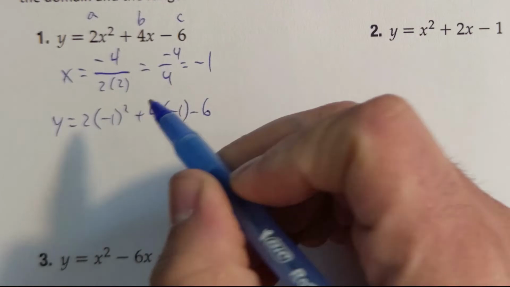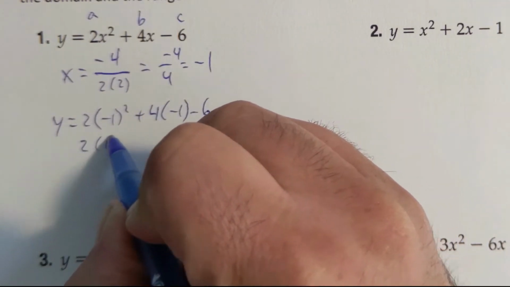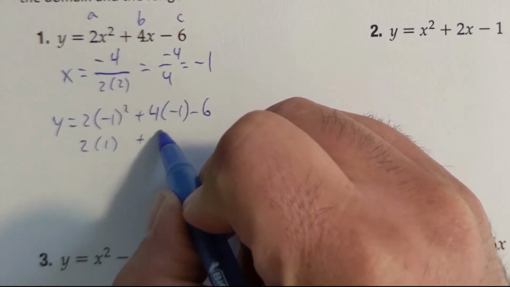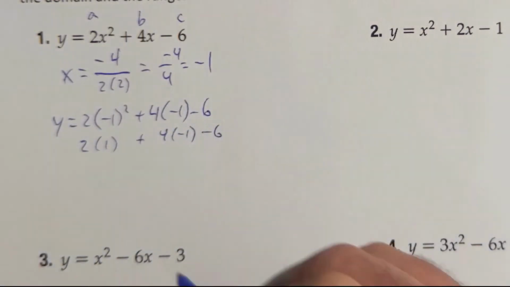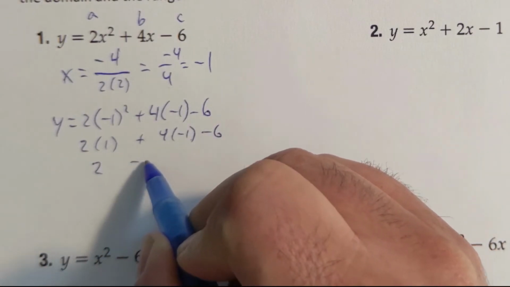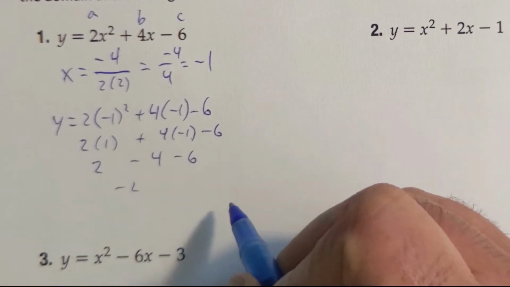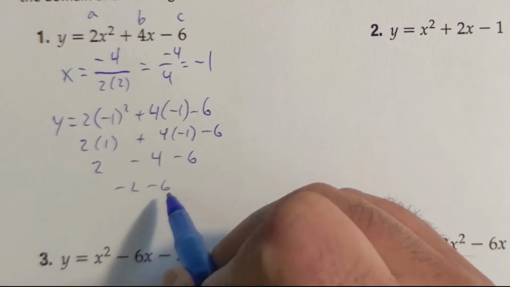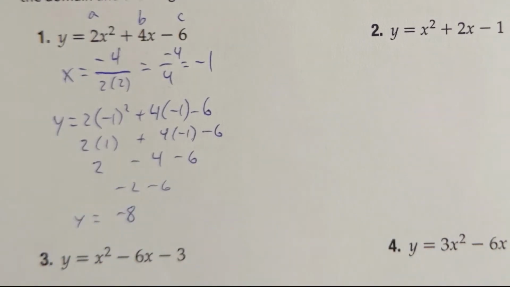And that's going to give you negative 1 squared, which is 1. So two times 1 is 2. 4 times negative 1 is going to be negative 4. 2 minus 4 is negative 2. So negative 2 and negative 6, negative 8. Now we know the y is negative 8.